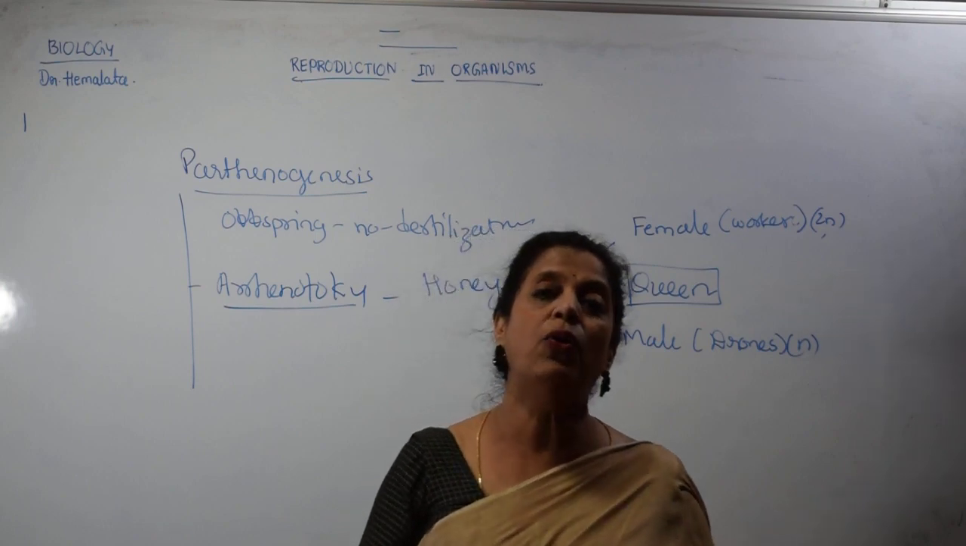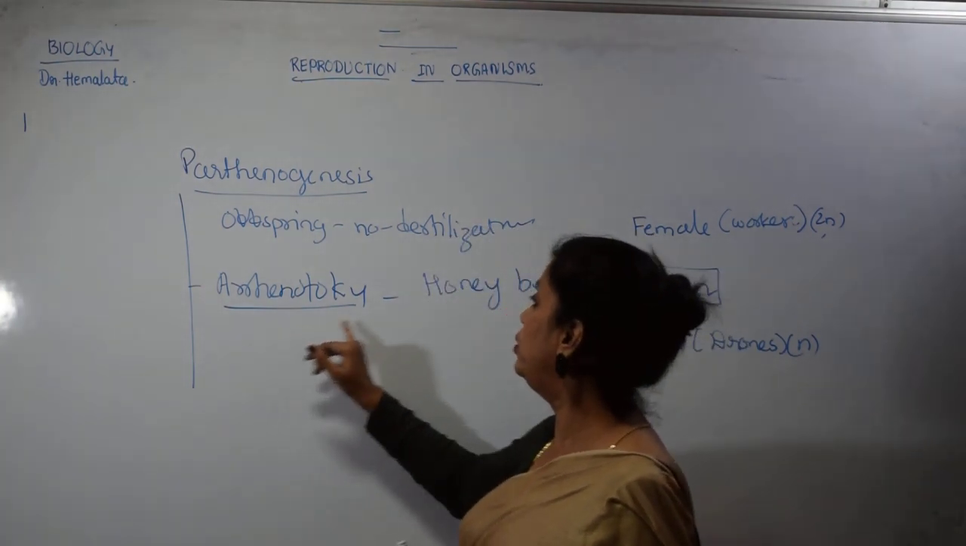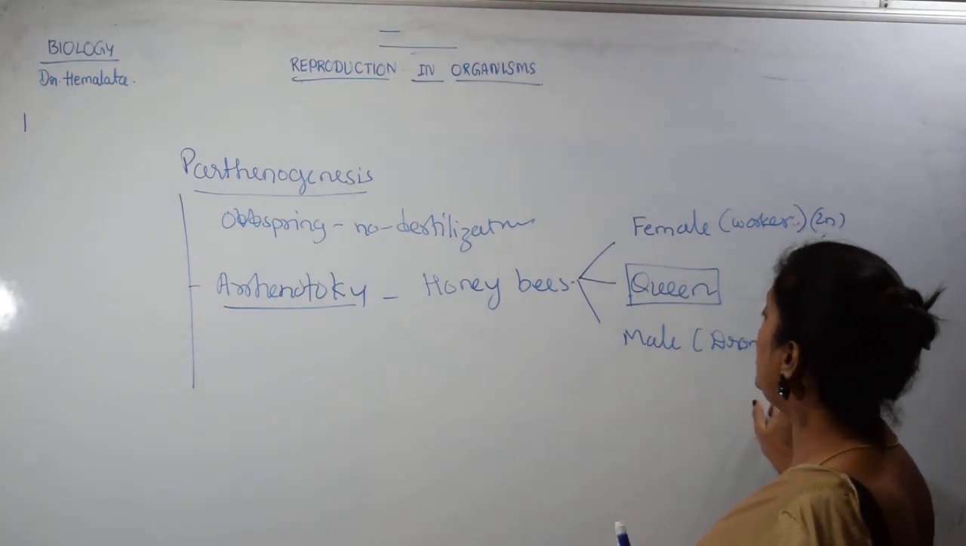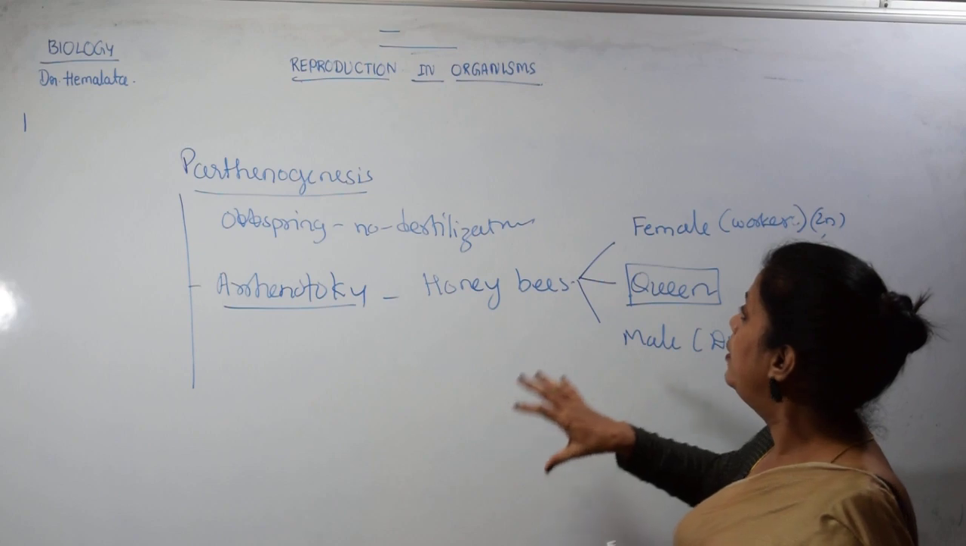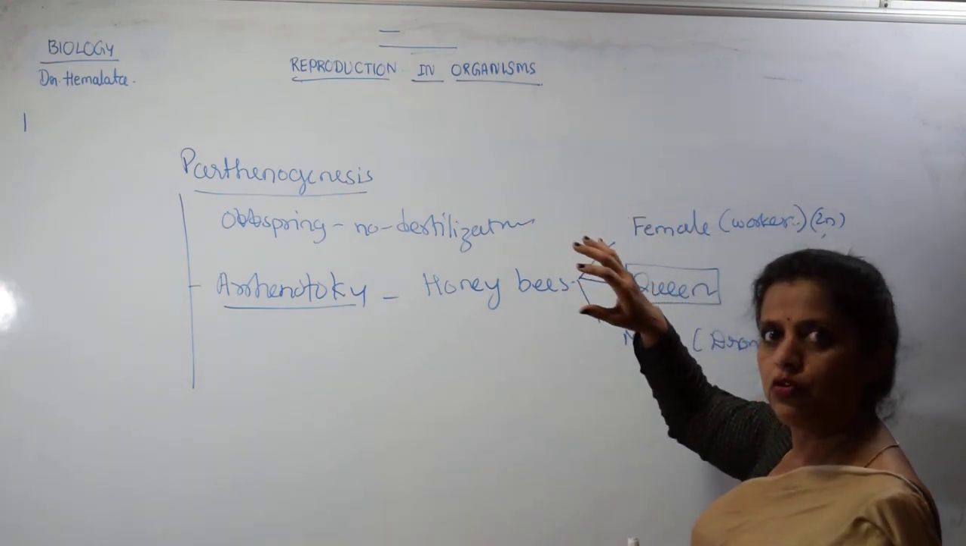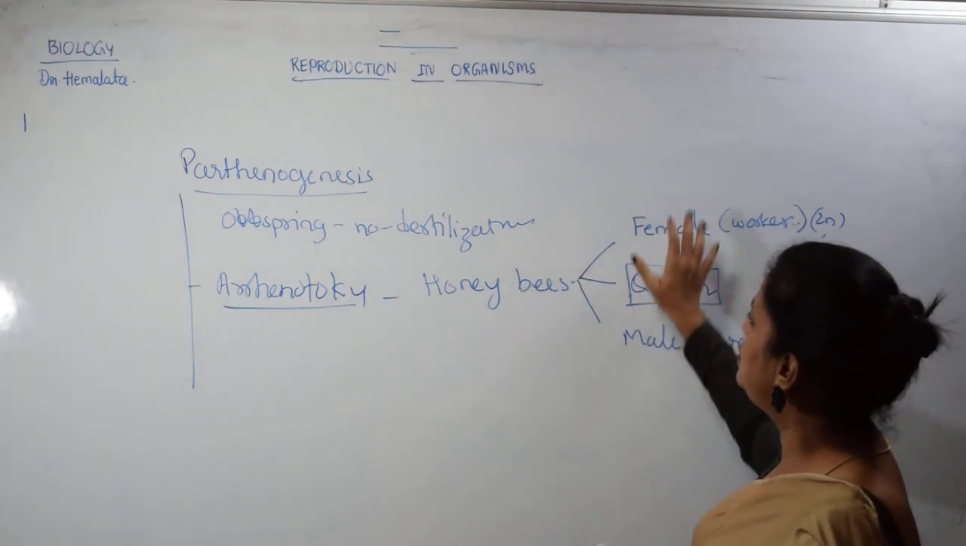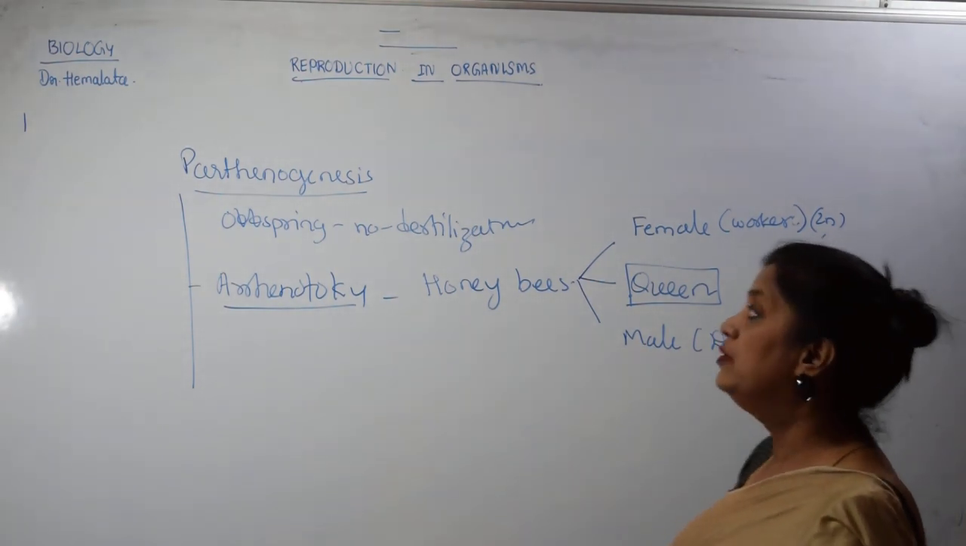Right? This is what is called Arrhenotoky. Arrhenotoky refers to formation of male honeybees by parthenogenesis. Right? Not for the female. Females are produced by fertilization only. This is how it happens in the honeybees.